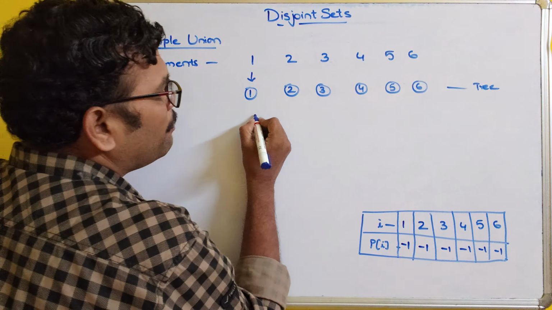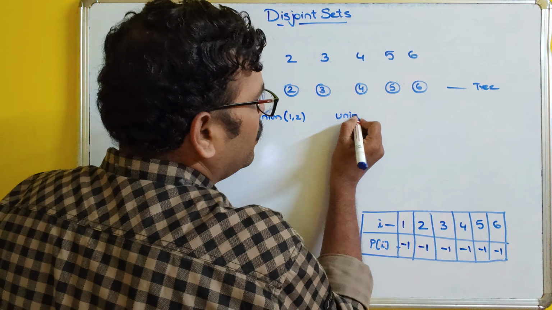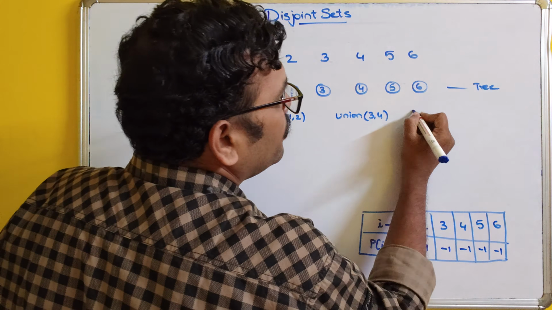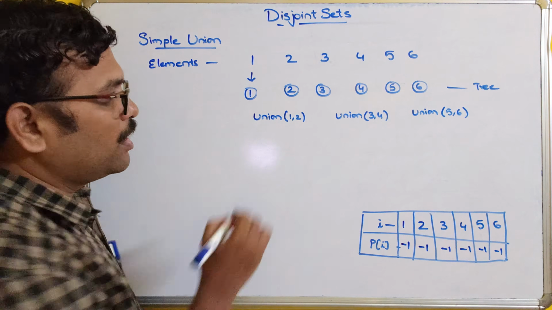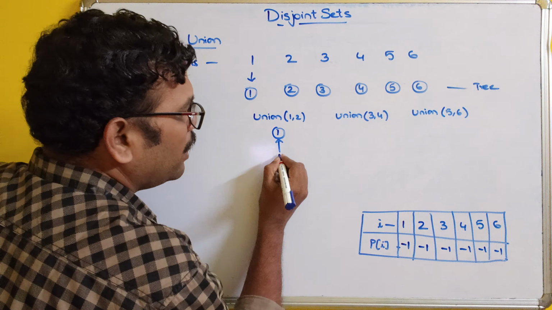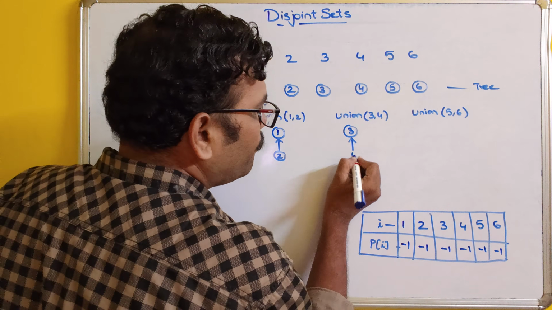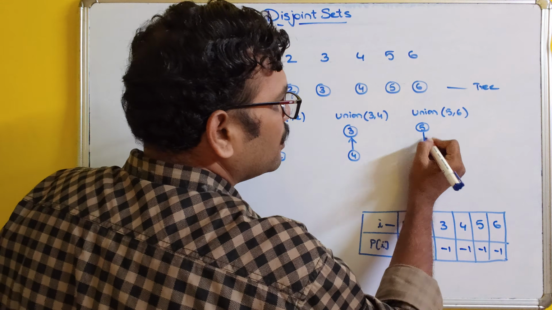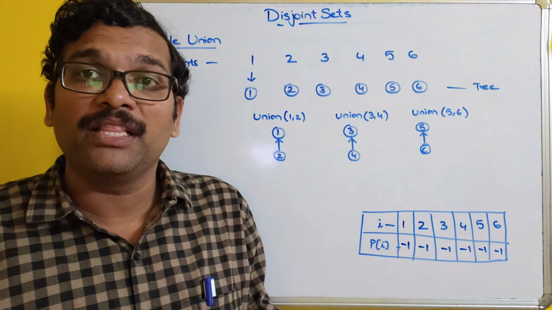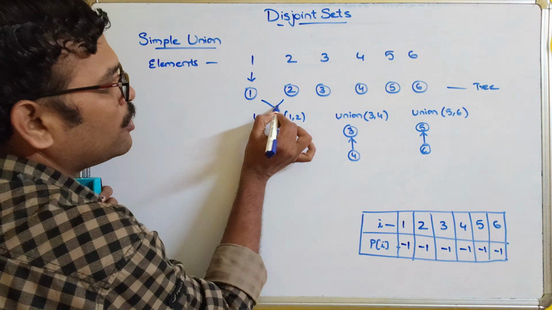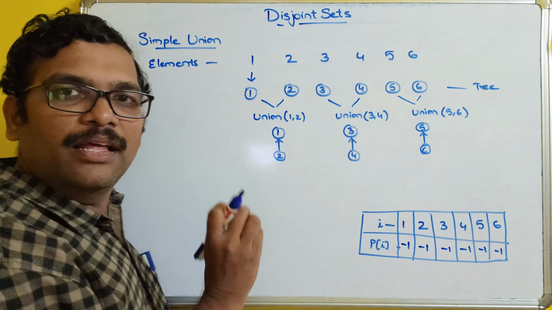Now perform the union operation between 1 and 2, union operation between 3 and 4, union operation between 5 and 6. Now you can take 1 as a root and 2 as a child, 3 as a root, 4 as a child, 5 as a root, 6 as a child. So we are performing the union operations between 1 and 2, 3 and 4, 5 and 6. We are combining the elements, right?